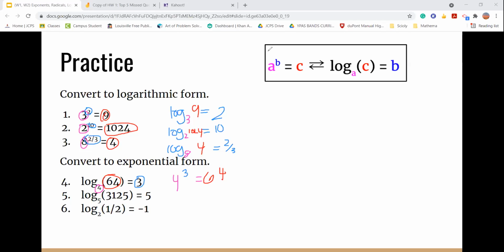For number 5, we would read it as 5 raised to the what power equals 3,125. And the logarithm tells us that we need to raise 5 to the power of 5 to get 3,125. So we would write that as 5 raised to the 5th power equals 3,125. And finally, for number 6, that's essentially asking 2 raised to the what power equals 1/2. And the answer is -1. So that means 2 raised to the -1 power would equal 1/2.